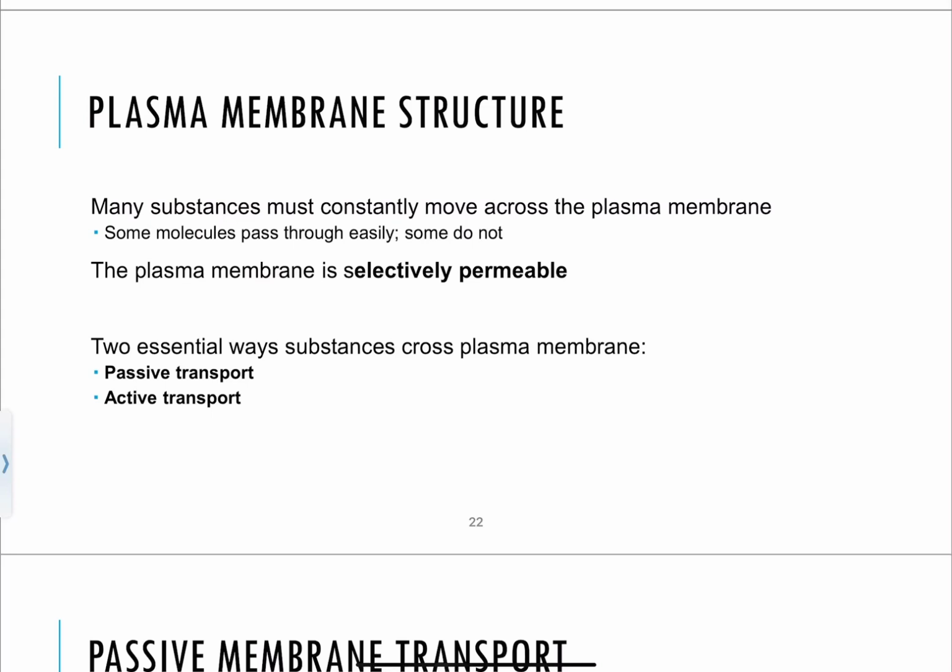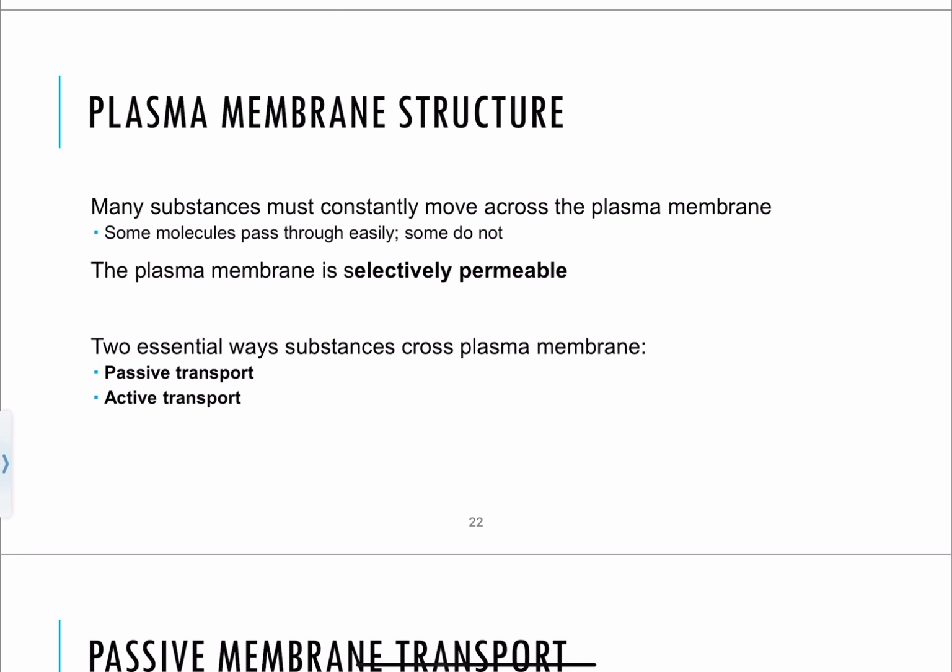Okay, so now let's talk a little bit more about the structure of the plasma membrane that allows some molecules to cross and others not to cross, which is what makes the plasma membrane selectively permeable. We have two types of transport for things to get across. One is passive transport and one is active transport. These are the broad categories of transport. There are several types that we're going to talk about of passive transport and several types of active transport.